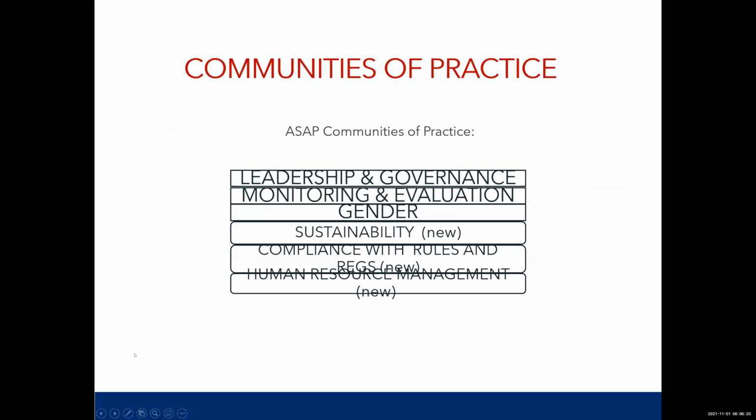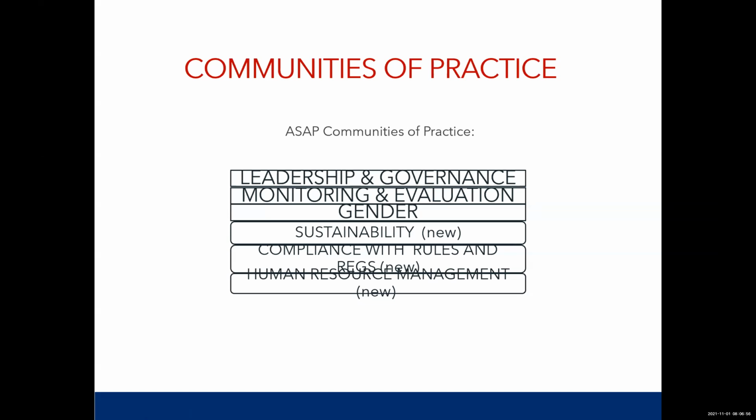ASAP also has many communities of practice, which we started last year at the USAID local partner meeting. So we have 3 existing communities of practice, 1 in leadership and governance, 1 in monitoring and evaluation, and 1 in gender. These communities of practice are led by local partners. They have Facebook groups and WhatsApp connections, and it is peers talking to each other, learning from each other. Sometimes a guest will be invited to share new technology.